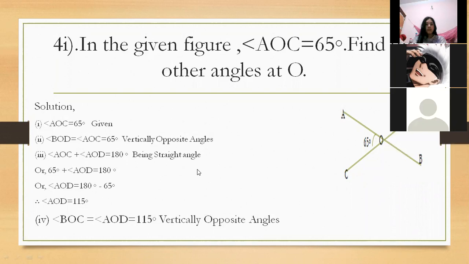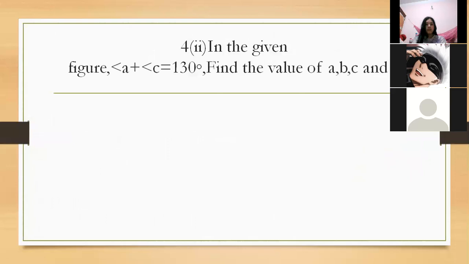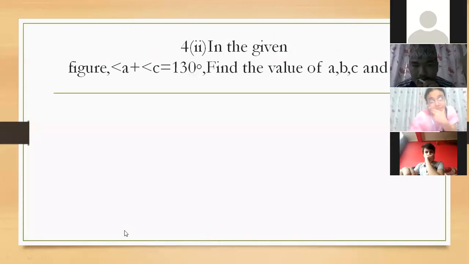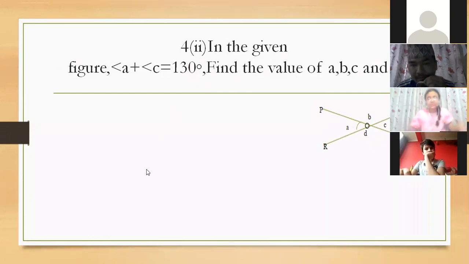Now look here, I am going to show you the next one, number 2. This is the figure, and this is the question also. Look here. We have to find the value of A, B, C, D. And A plus C value is already given in the question as 130 degrees. First of all, we have to start from here.